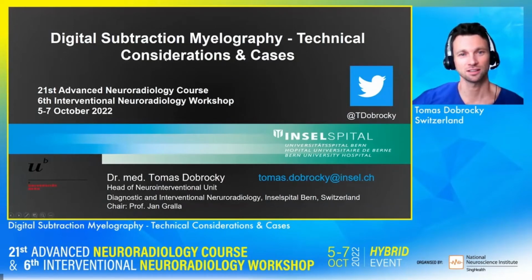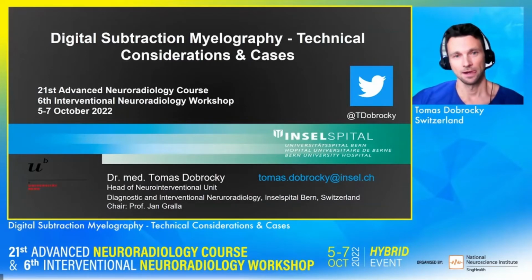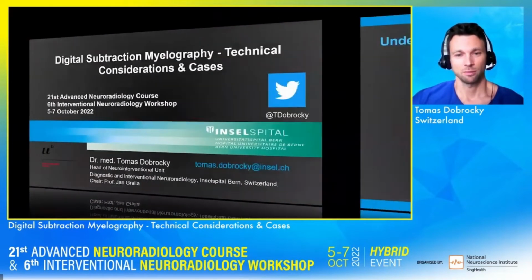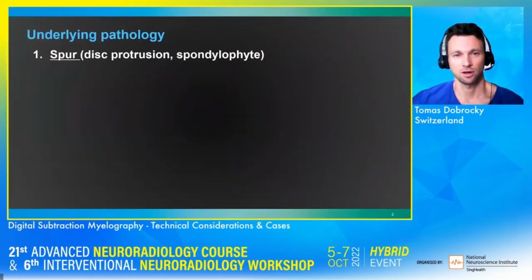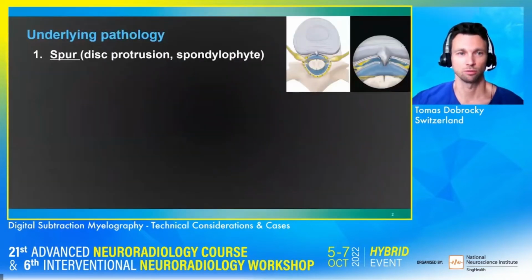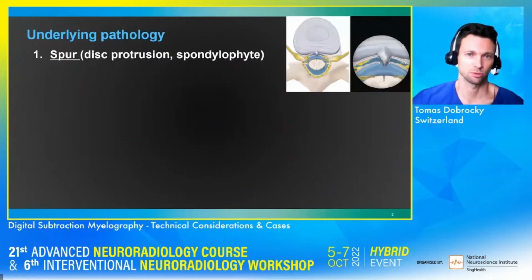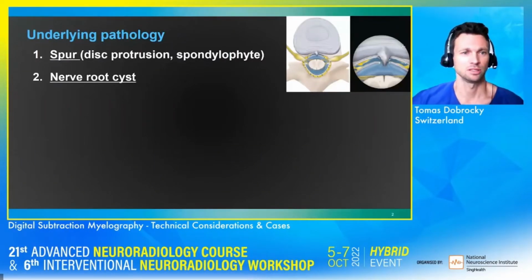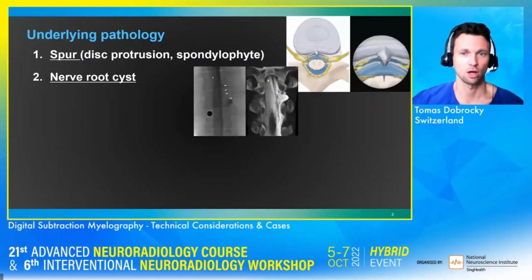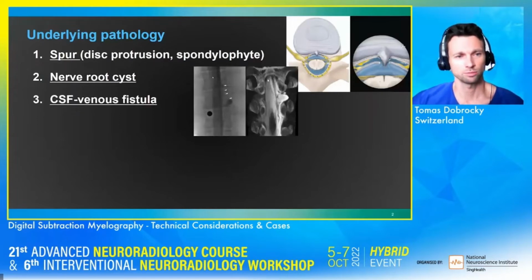I will continue with the second lecture in SIH patients on the diagnostic workup of the spine. As we mentioned in the previous lecture, there are 3 important pathologies we are looking for. There are the osseous spurs, so disc protrusions or spondylotic osteophytes originating from the end plates of the vertebra that have penetrated the dura. There might be nerve root cysts that have ruptured. Both can cause epidural CSF. Or the third pathology that we're looking for is a CSF venous fistula.